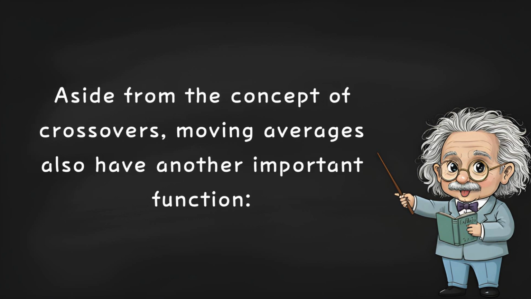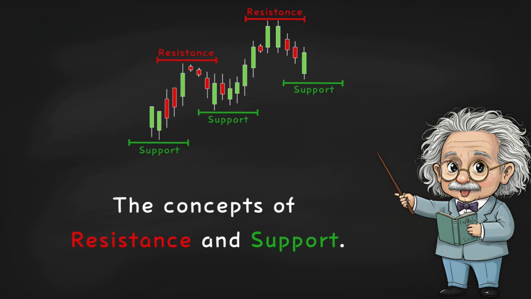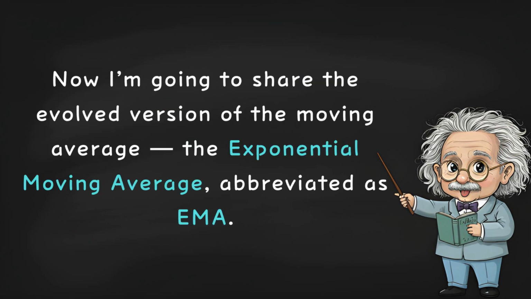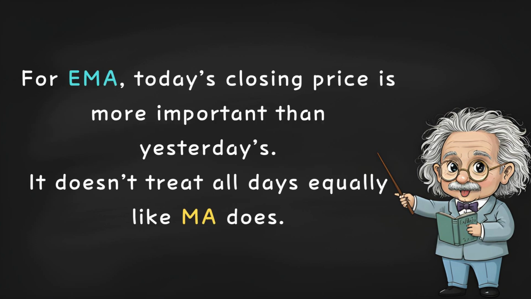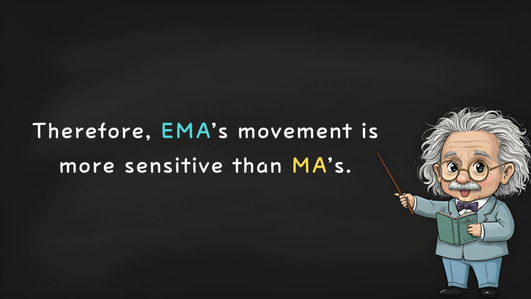Aside from the concept of crossovers, moving averages also have another important function, the concepts of resistance and support. Now, I'm going to share the evolved version of the moving average, the exponential moving average, abbreviated as EMA. Simply put, here's the difference between EMA and MA. For EMA, today's closing price is more important than yesterday's. It doesn't treat all days equally like MA does. Therefore, EMA movement is more sensitive than MA.